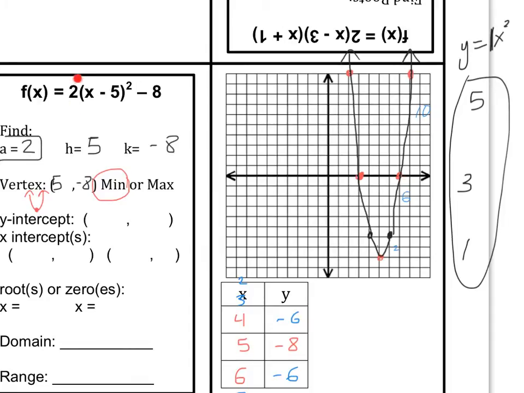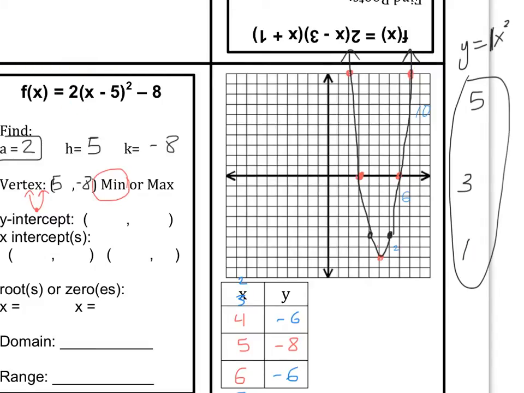Now what do we do if the a is 3? We multiply the pattern of the parent function by 3. So 1 times 3 would be 3, so we count upward 3. 3 times 3 is a 9, so from there we would count 9. And then 5 times 3 is 15, we also count upward 15. This is if the a is 3.